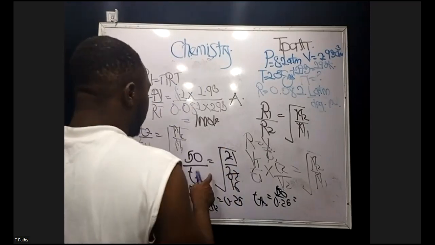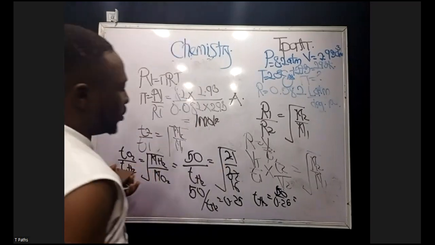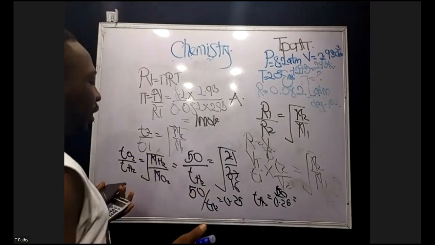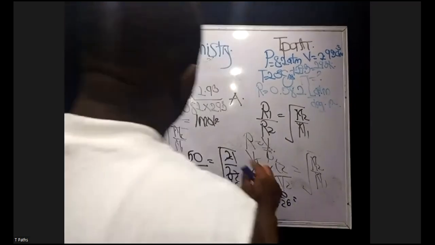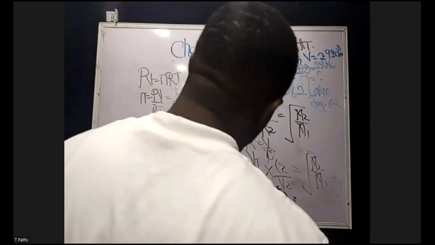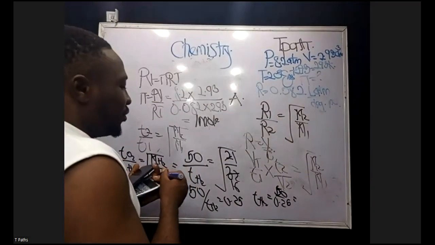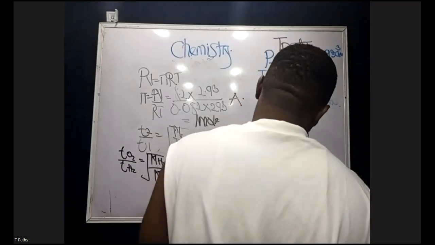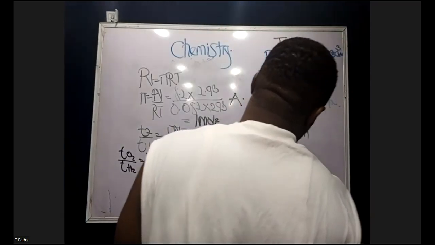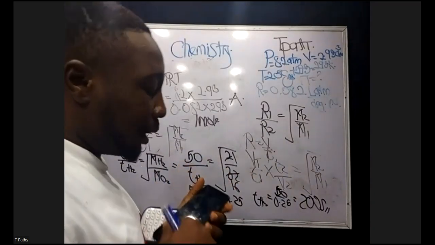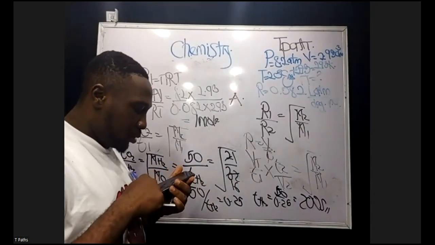Okay, we don't know the time. 50 square root of 2 over 32, so 50 over 3 times the time for H2 is equal to 0.25. Okay, we can calculate that, and the answer is not there. So we are having 200 seconds. 200 seconds. So sometimes it happens like that.